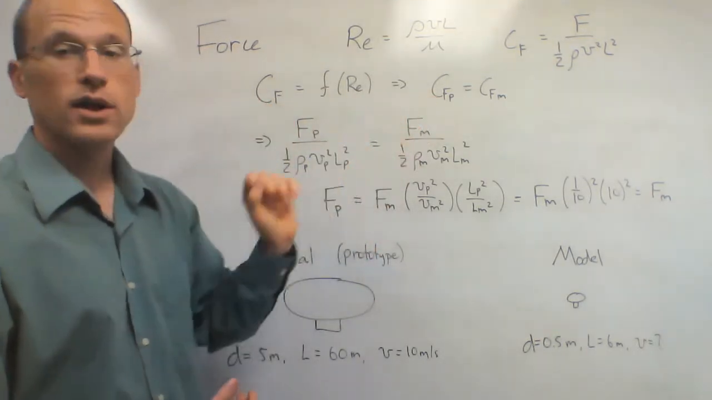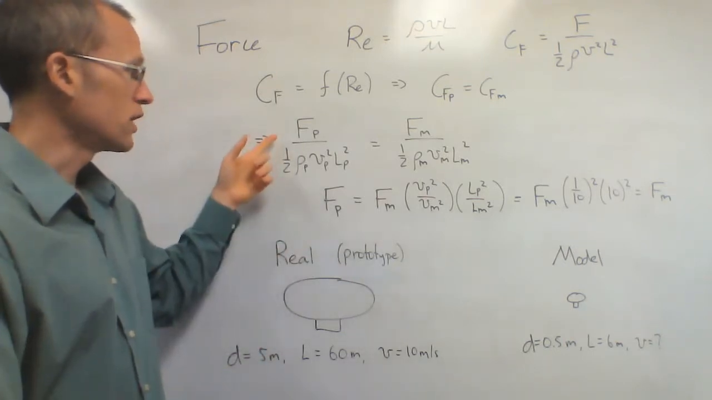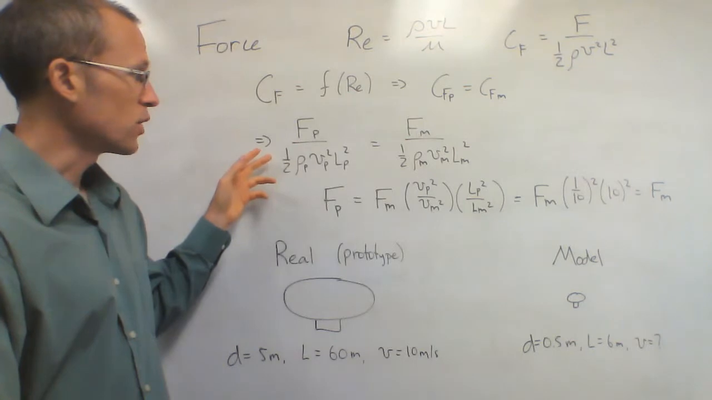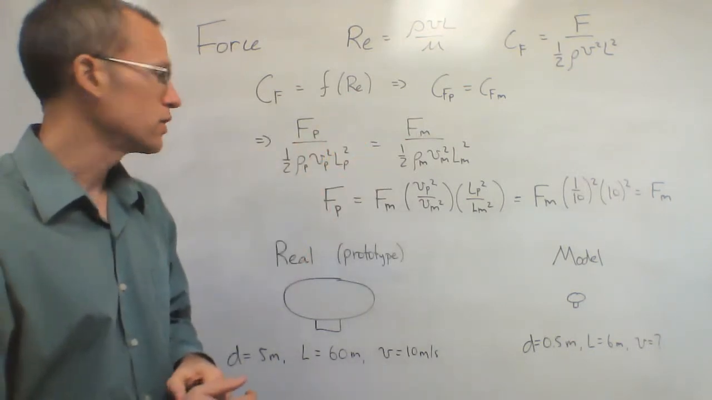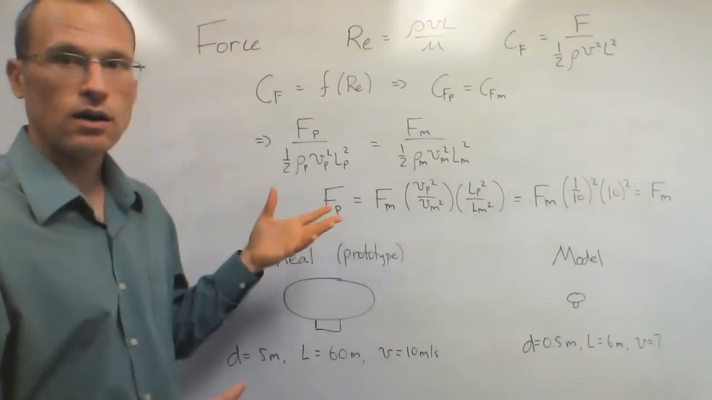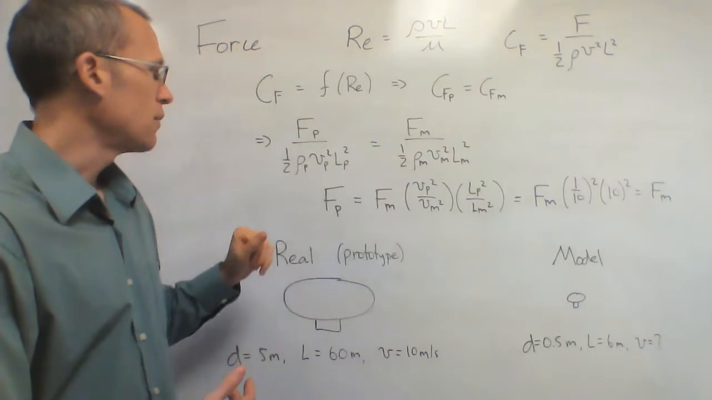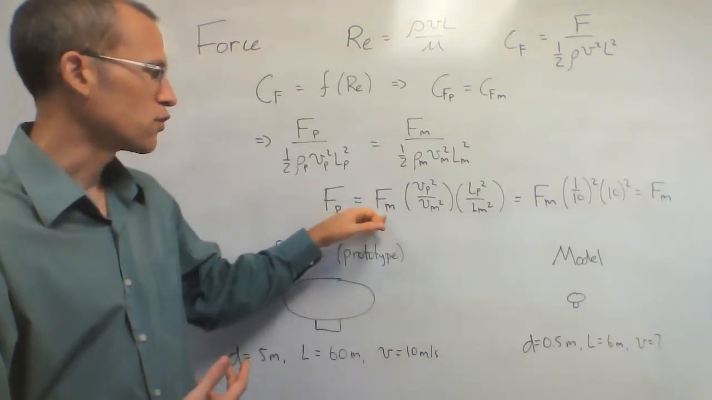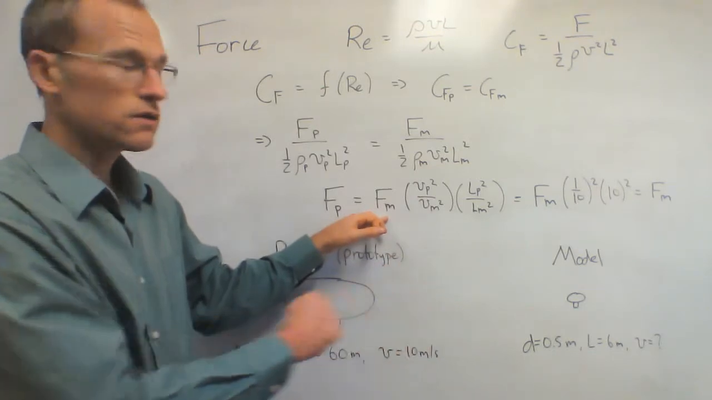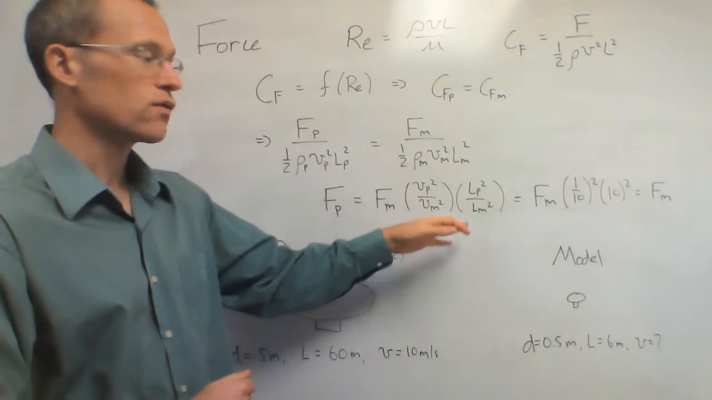So CF for the prototype is equal to CF for the model, or force on the prototype divided by 1/2 rho v squared L squared is force on the model divided by 1/2 rho v squared L squared. Using the same fluid again, take away my 1/2 and my density. I'm left with force on the actual prototype. It's going to be the force that I measure when I do those model tests, times Vp squared over Vm squared times Lp squared over Lm squared.